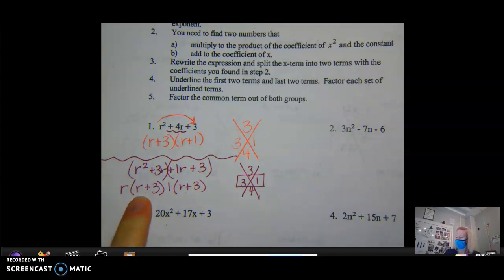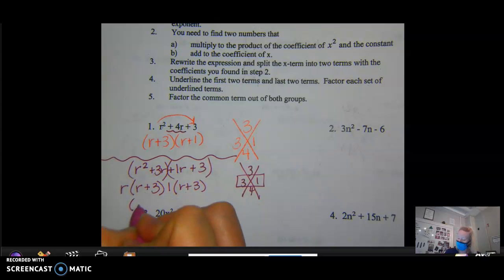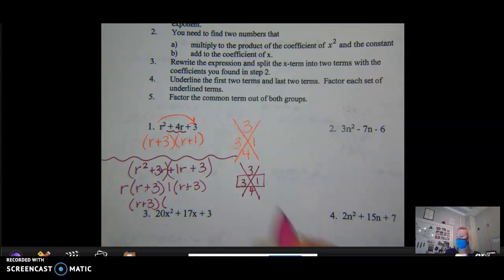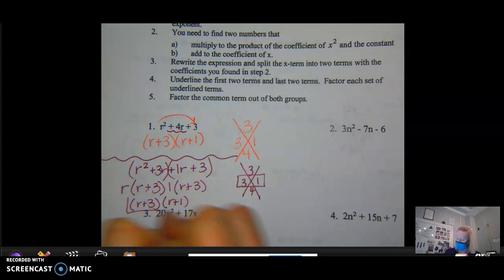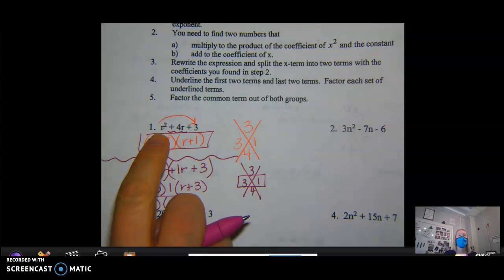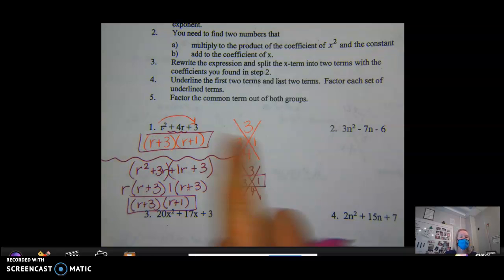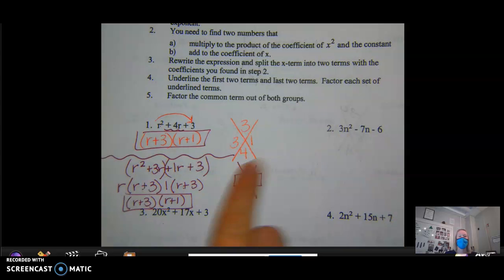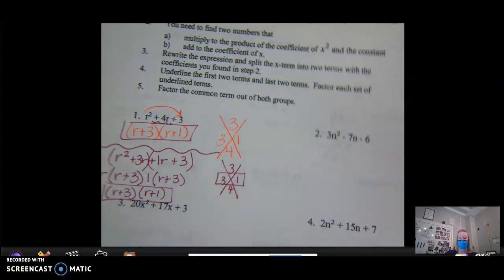R plus 3. Quick check. Are my parentheses the same? What are my two answers then? R plus 3, what they share. And what else? R plus 1. Did we get the same answer as we did above? Now, when your A value is 1, is there a shorter way to do these? Yes. But when our A value is not 1, like on number 2, you have to do it the longer way. Okay? So let's look at number 2.